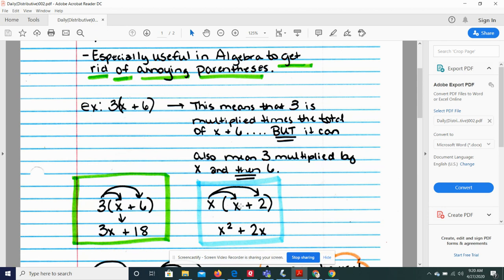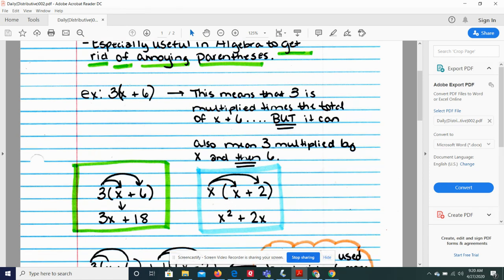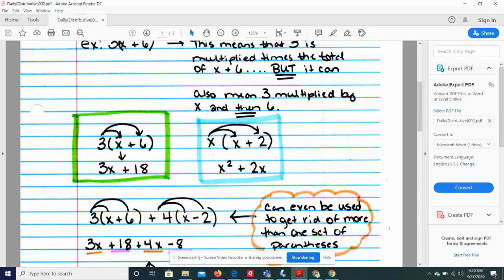And then I did another example right here. You've got x times the quantity x plus 2. x times x is x to the second power. And x times 2 is 2x. So x squared plus 2x.